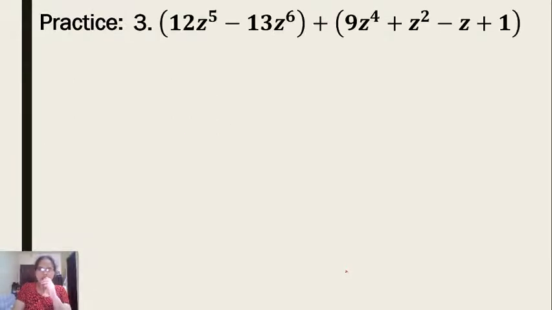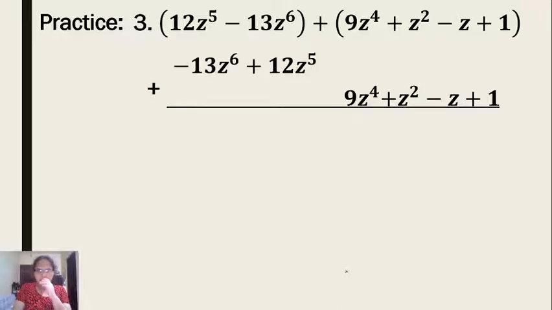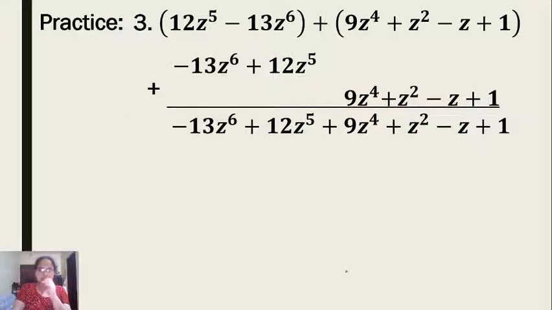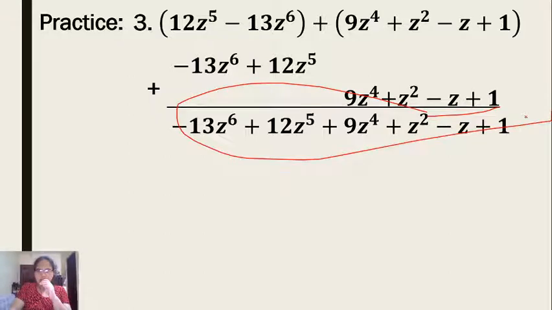Another item, 12z to the 5th minus 13z to the 6th plus 9z to the 4th plus z squared minus z plus 1. So what we have to do is to arrange terms that are similar on the same column. Now, since there are no terms that are similar, you simply add them all, copy. So there's no pair for -13z to the 6th and 12z to the 5th. So you simply bring them down, bring this down. So the sum is this whole expression here.